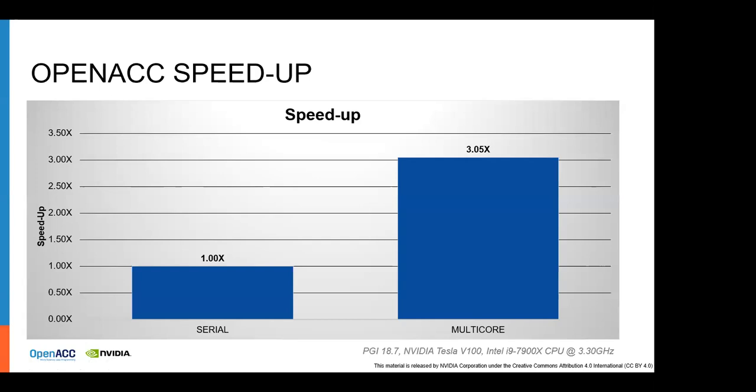And now the results. Running on an Intel CPU, if we take the serial code as one, running on multiple cores we speed up by a factor of three over 4 cores.